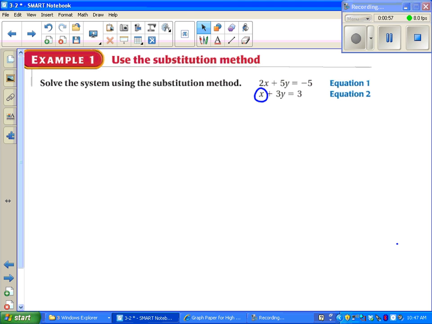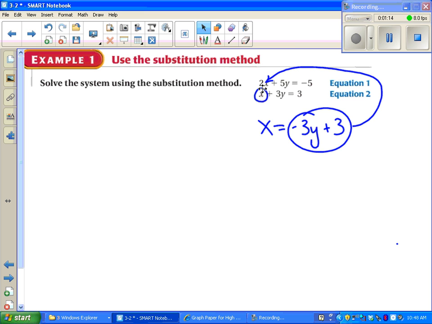Hopefully you chose that x. That's the easiest one to get by itself because it won't require any dividing. We can do one step and we have x by itself. The substitution step comes from taking that x value and plugging it into the original equation. You might remember doing this in Algebra 1. Instead of 2x, we get 2 times whatever x is, plus 5y equals negative 5. In place of x, we're putting negative 3y plus 3.